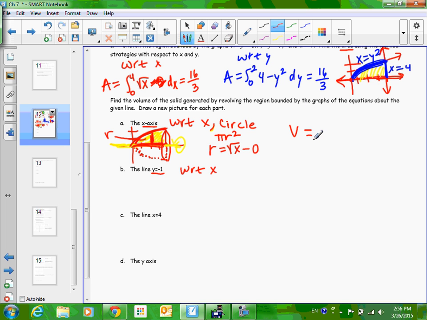Okay, so your volume. With all that said, once you have that done, your volume is pretty much done. It's pi times the integral, with respect to x. So I'm going to integrate from 0 to 4 of my r squared, so square root of x minus 0 squared dx. And you're going to either integrate that by hand or type it in your calculator.